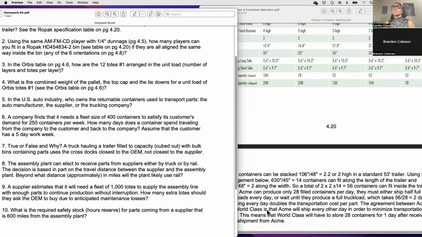How many extra totes should they ask the OEM to buy due to anticipated maintenance losses? Okay, so the maintenance losses could be they get damaged, they get oily and they can't clean them anymore. Maybe hinges break off. They get damaged with fork trucks hitting them into doors. Maybe they put them outside and they rust if they're racks. Or maybe they put them outside and they get dirty, and in the wintertime they crack.